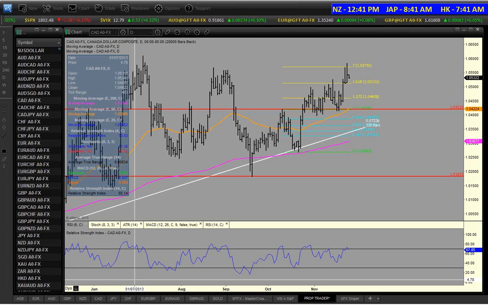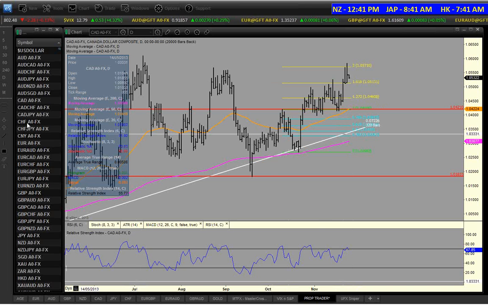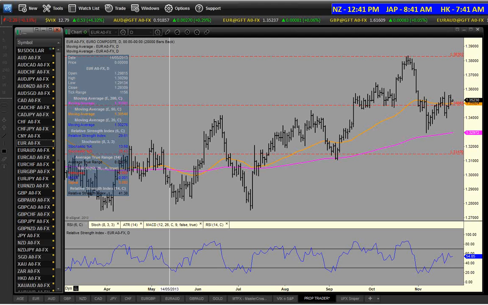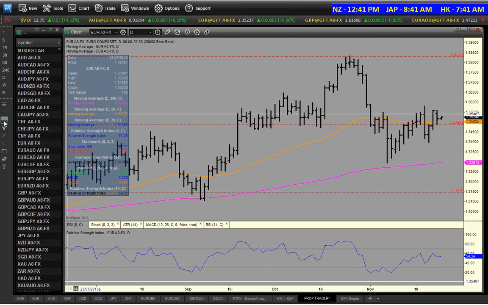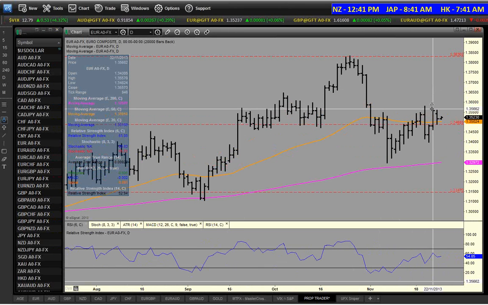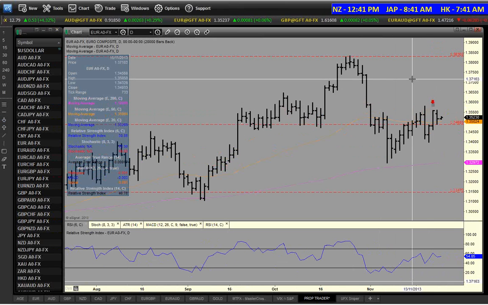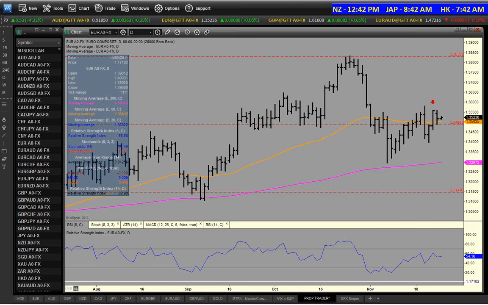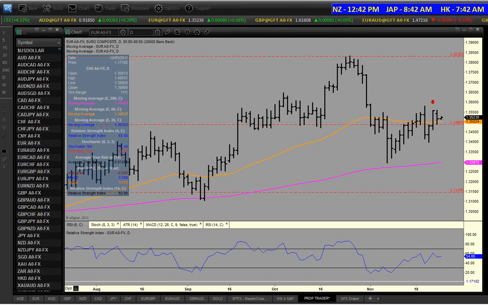Unfortunately, mate, I can't pull that out without showing everybody who you are. But there's a swing low. Let's look at the euro, and you're looking at this bar here. Yep, right. So that's the one you highlighted, I think it was.